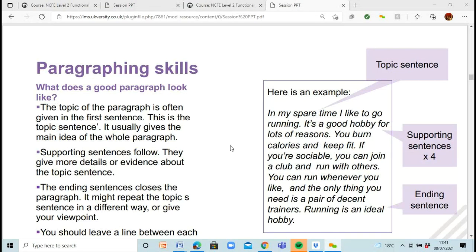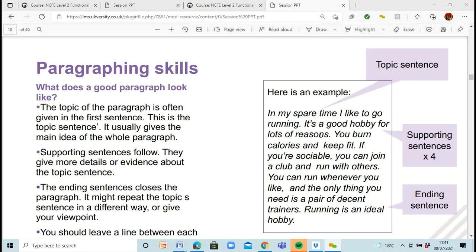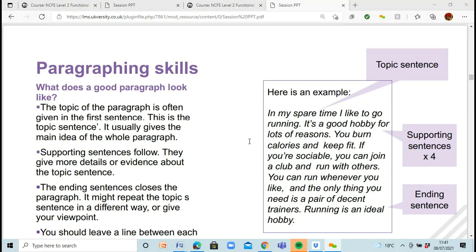So let's read this. In my spare time, I like to go running. So that's a topic sentence. It's about the person's spare time and that they like to go running. And now they've got supporting sentences. It's a good hobby for lots of reasons. You burn calories and keep fit. If you're sociable, you can join a club and run with others. You can run whenever you like. And the only thing you need is a decent pair of trainers. And then the ending sentence is, running is an ideal hobby. And that's it.